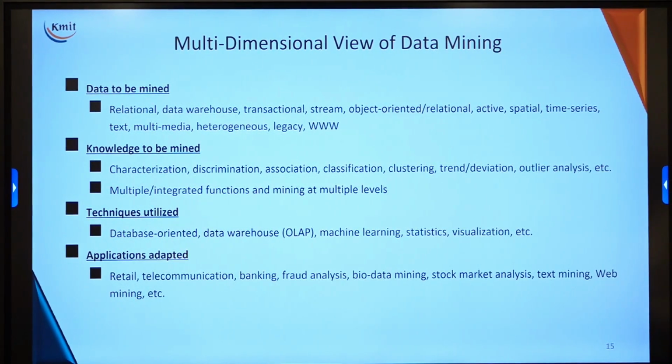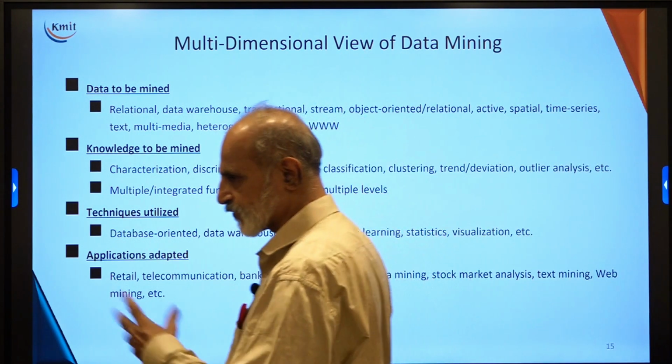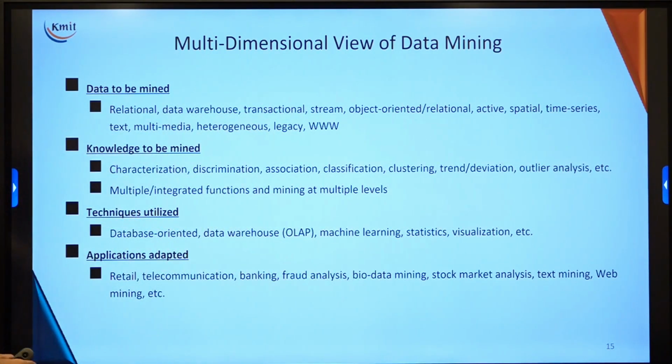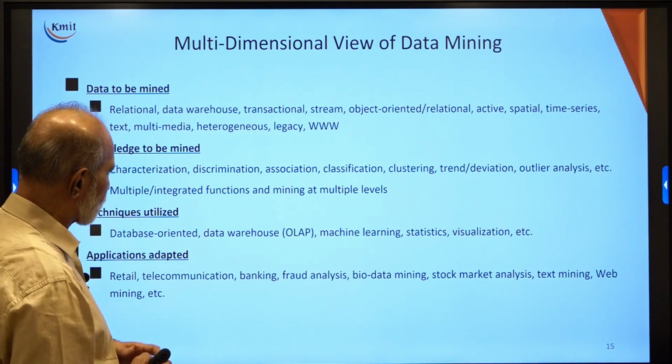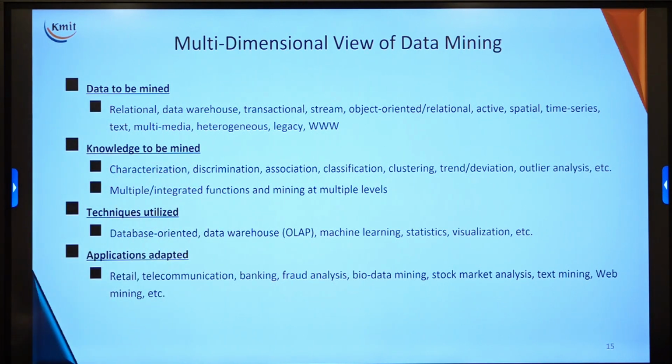What we are achieving is the knowledge to be mined. So characterization, discrimination means which data is different from the other. Association tells me which data is associated with another one. For example, milk is associated with sugar, or sugar with milk, egg with bread, and things like that. Students are associated with marks. A university is associated with the student. So we have characterization, discrimination, association, and then of course we know classification, clustering, and deviation and outlier analysis.